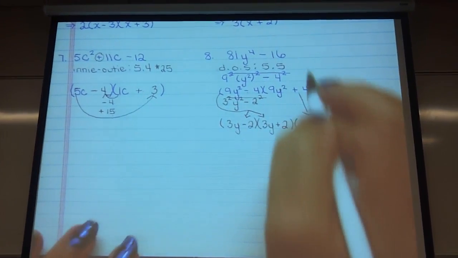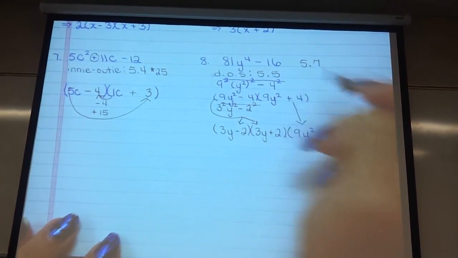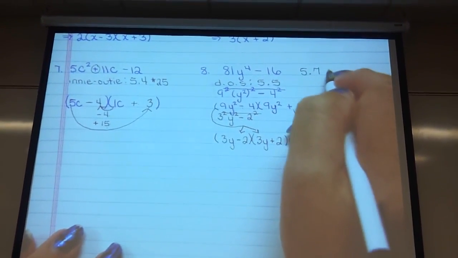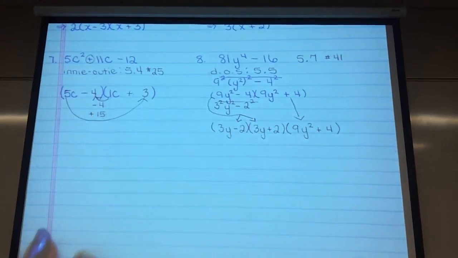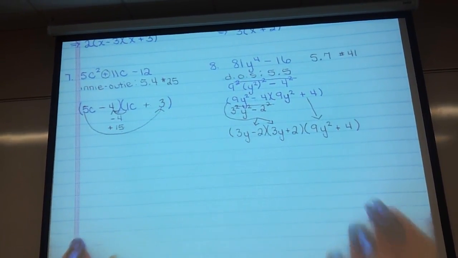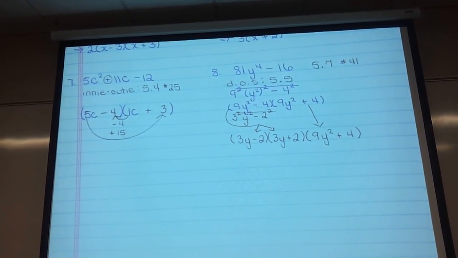If you want to make a note in 5.7, so that's the section we're in, it's like number 41. That's the last problem. So there's one number 41 and 8. We don't break the 9y squared plus 4 because of the plus sign.